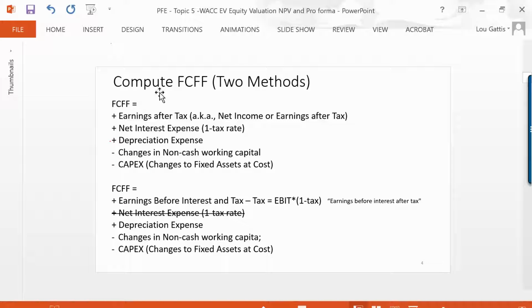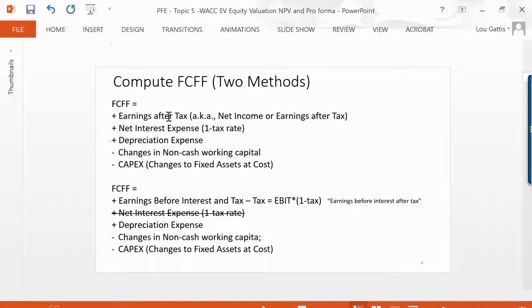And talking about calculating free cash flows to the firm. Again, free cash flows to the firm are the cash flows you want to apply to the WACC. And the calculation, you can do it one of two ways. It basically depends on where you start. So if you start at earnings after tax, which already has interest subtracted, that's also called net income. So if you start with earnings after tax, what I want to do is then add back after-tax interest expense. So let's add it back.